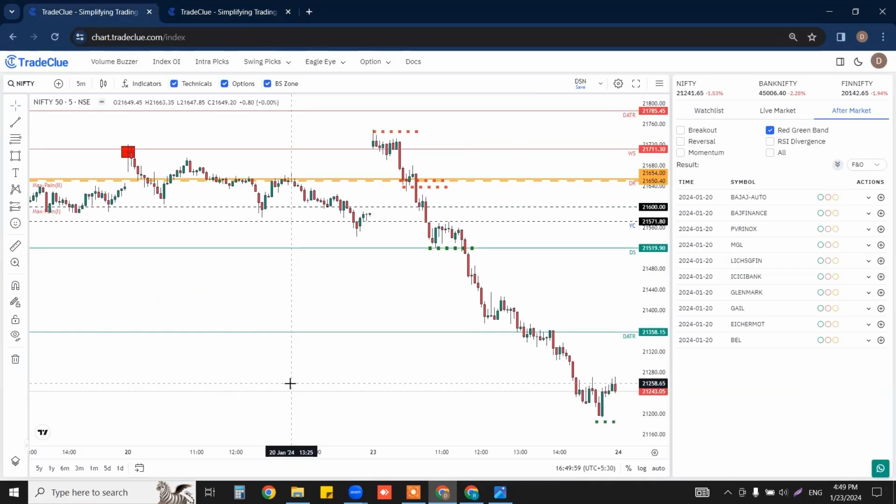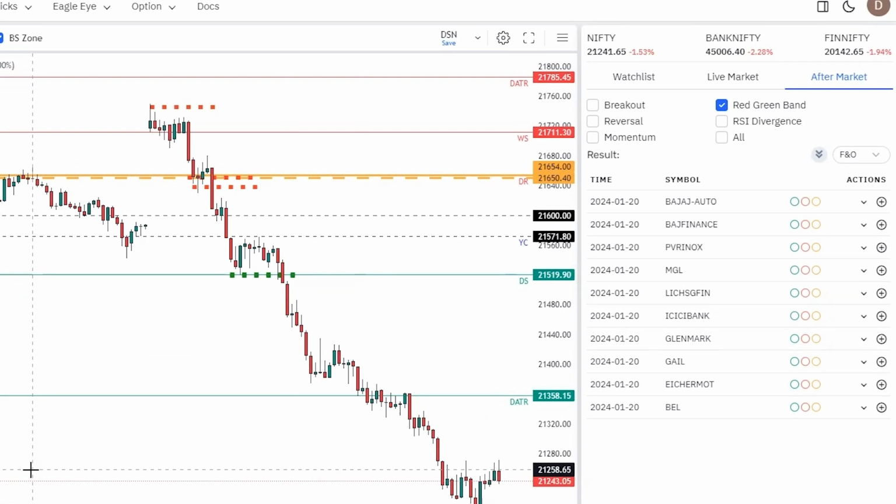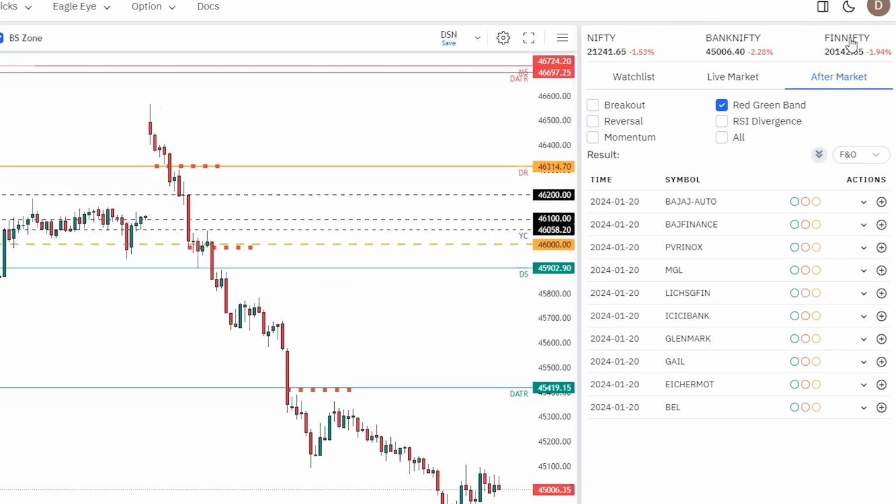Now let us come to the most important concept, that is index. To check the index charts, look at the top right corner of your TradeClue dashboard: Nifty, Bank Nifty and Fin Nifty. The spot charts are available to you. Just click on them and scroll through the charts.